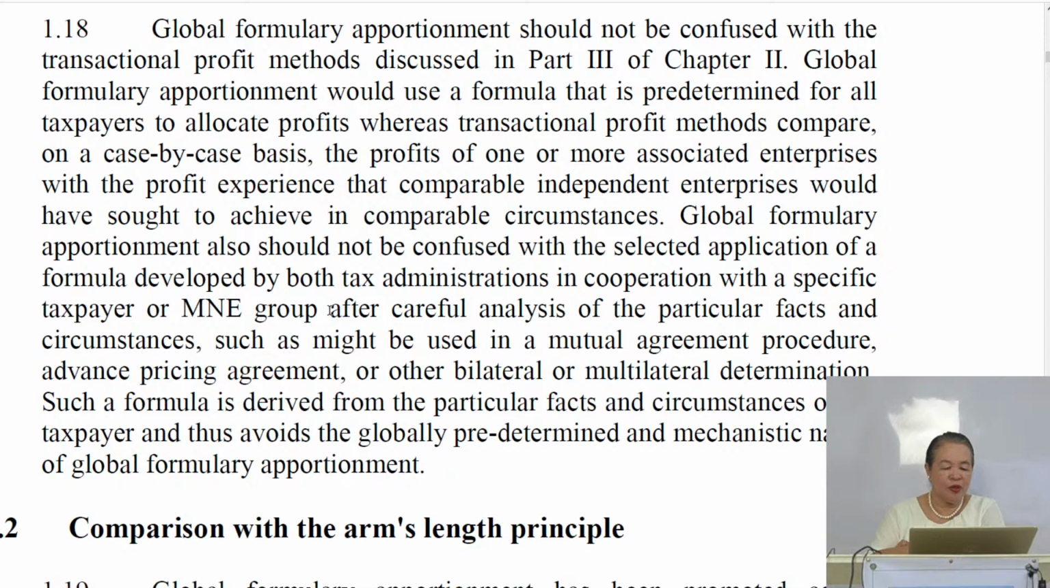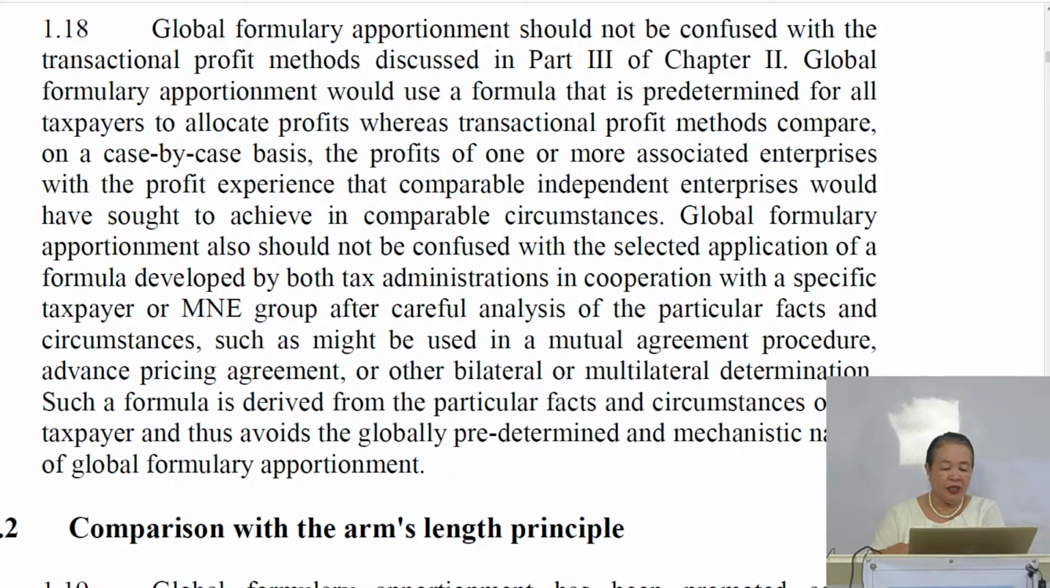Global formulary apportionment also should not be confused with the selected application of formula developed by both tax administration in cooperation with a specific taxpayer or M&A group after careful analysis of the particular facts and circumstances, such as might be used in a mutual agreement procedure. No, kasi yung MAP, mutual agreement procedure, yan yung can be used in the dispute resolution when the parties or countries and the taxpayer won't agree on the division of profits or allocation of profits, no?